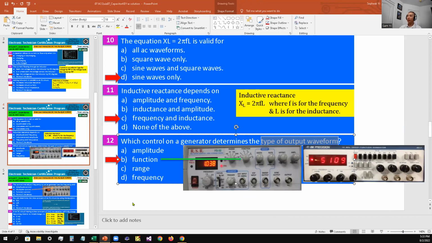Any other questions on number 10, 11, or 12? Okay, everybody's good. All right.